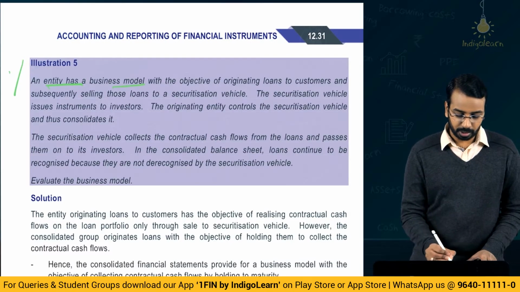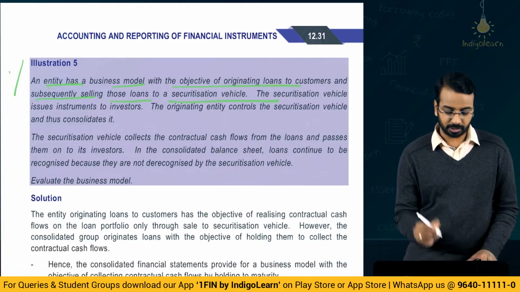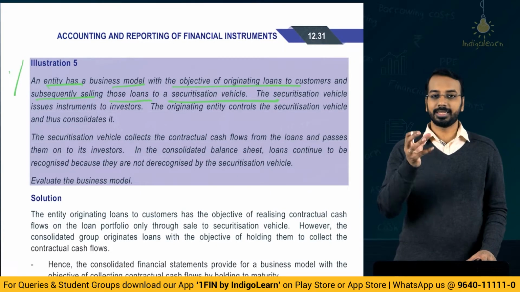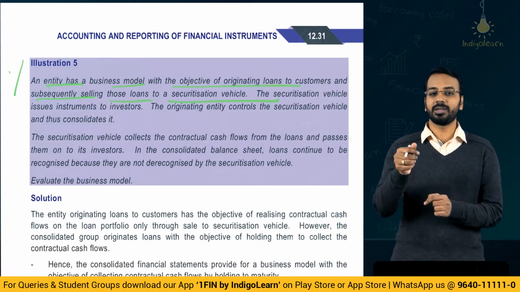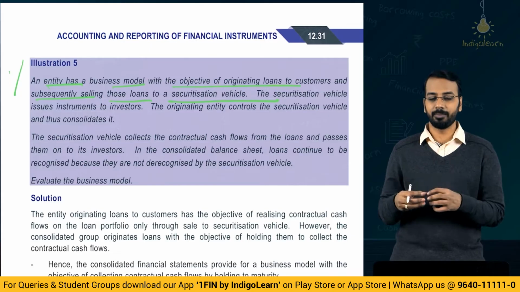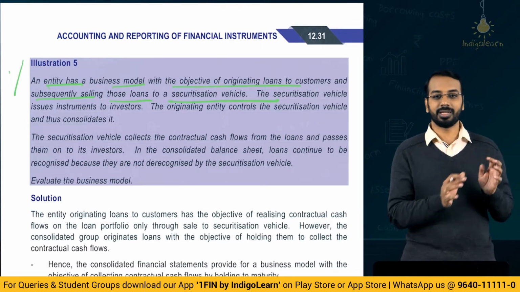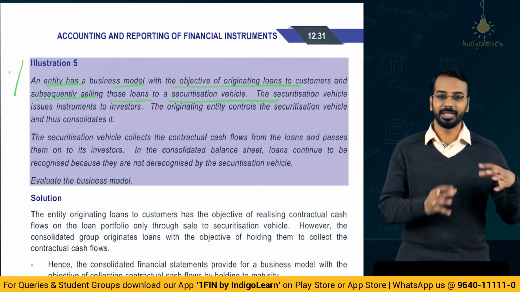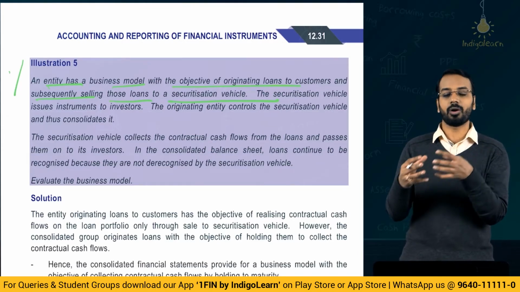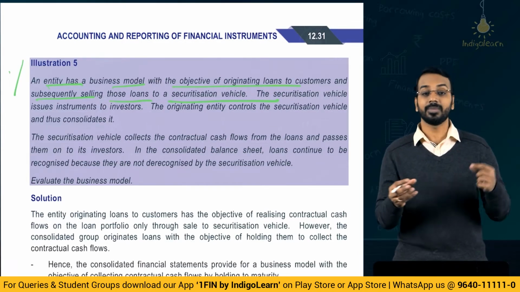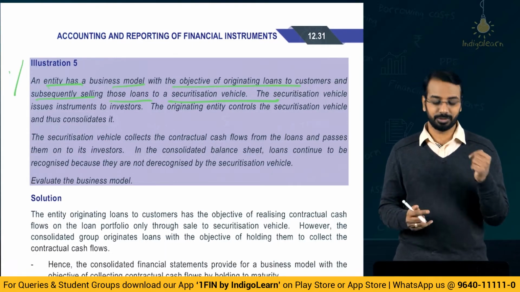An entity has a business model with the objective of originating loans to customers and subsequently selling those loans to a securitization vehicle. So, the business of the entity is to give loans to the customers, and when the loan is given, the entity has a loan receivable. The entity will sell this loan receivable to an entity called a securitization vehicle. Vehicle here doesn't mean an actual vehicle, it's the designation of an entity. Basically, this entity buys the loan from the entity, and later on realizes the money from the customers.